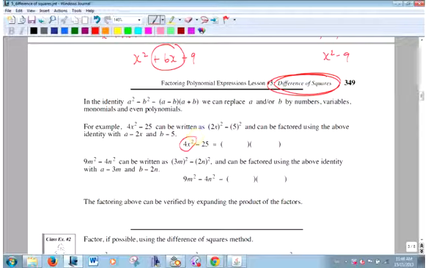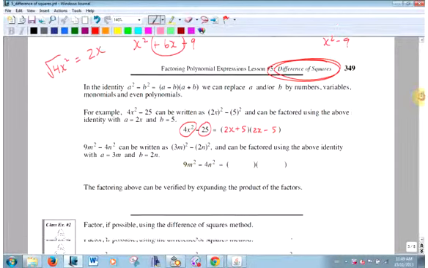Is that a perfect square? 4x squared? Can I take the square root of that? Yeah. What's the square root of 4x squared? 2x times 2x is 4x squared. Still can do it. What's the square root of 25? 5. Plus, minus. That's okay. That's a difference of squares.